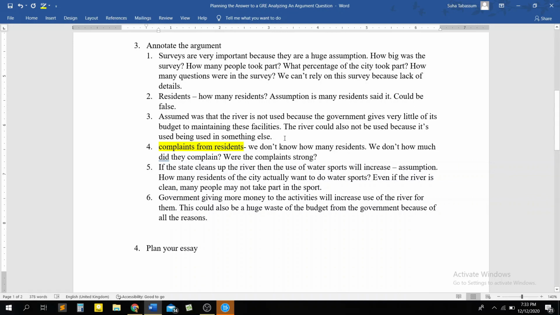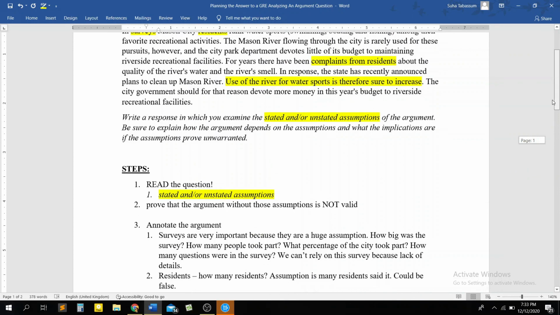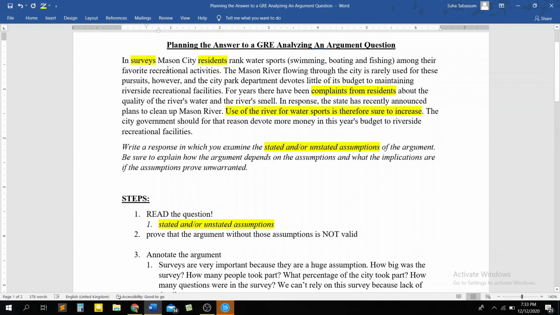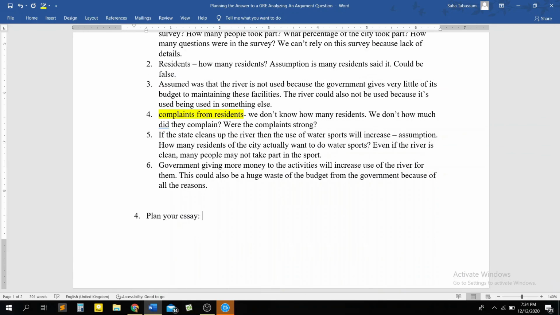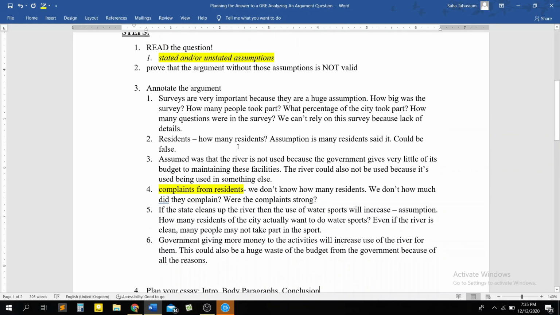Alright then, so we found 6 major flaws in our passage, and I've just explained exactly how I found them. I analyzed each sentence. Remember this word, surveys. Whenever it comes up, you'll know that you have to say something about surveys. It's a very common issue. And our question told us to find the stated and or unstated assumptions. We found them all. So what's left is basically to plan your essay. So basically planning your essay will mean you'll need an intro, you'll need body paragraphs, and you will need a conclusion. So in this video, we've discussed just how to annotate your essay.